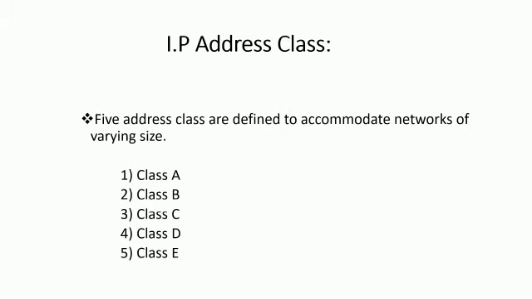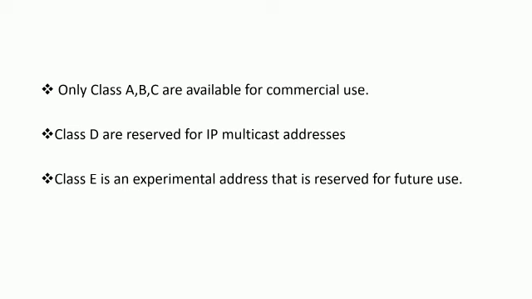IP address class. The internet community originally defined 5 address classes to accommodate networks of varying size, but only the first 3 classes, that is class A, class B and class C, are available for commercial use. The other 2 classes, that is class D and class E, are not used for commercial use. Like I earlier said, only class A, B and C are used for commercial use. Let me elaborate what this means.